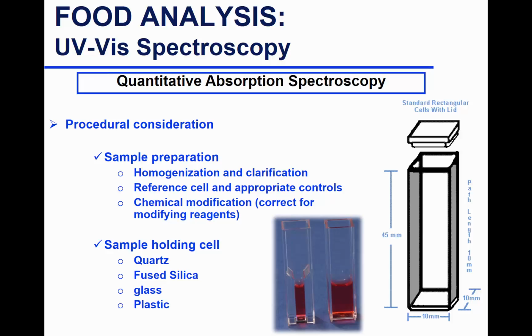Always use the appropriate control, meaning oftentimes you add a lot of reagents. You want to make sure that you control for an addition of a substrate, for example, or control for an addition of a buffer. So you always measure the different components that go into your sample so that you can correct for that. Any modifying agents that are present in your sample due to the chemical assay that you're running, you always have to correct for.